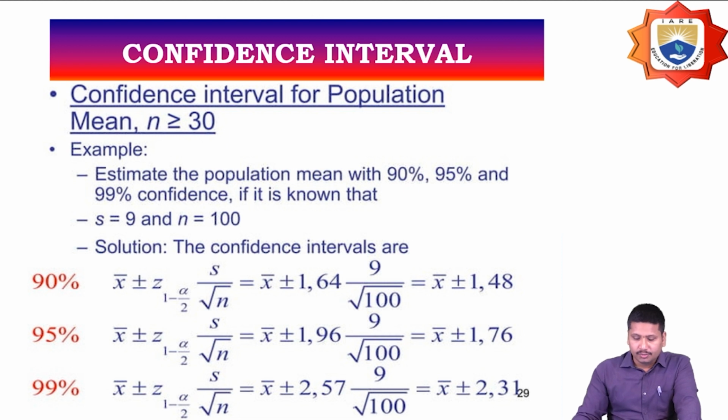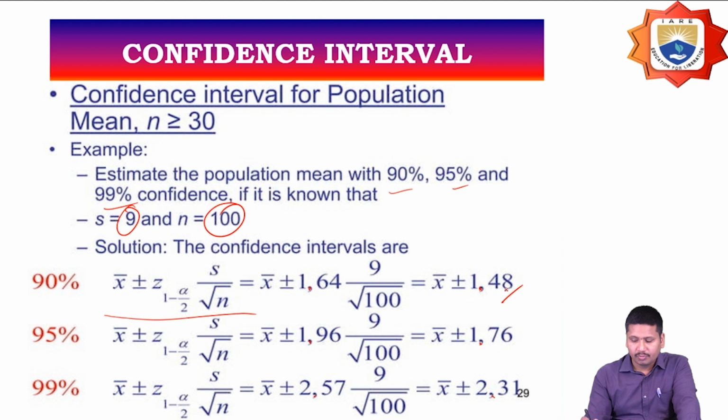So similarly, the confidence interval for the population mean when n is greater than 30. The estimated population mean should lie between the 90, 95 and 99% confidence limits. For this, the S value is given and the n value is given. So the confidence interval should be calculated using these formulas. I substitute those values here, and we get x mean plus or minus 1.48 as one value, the second one is 1.76, and the next one is 2.31.